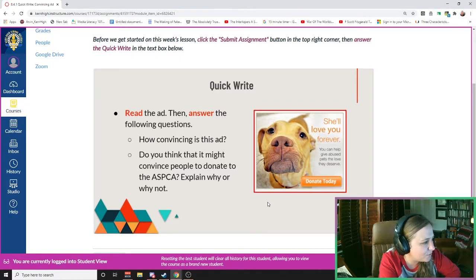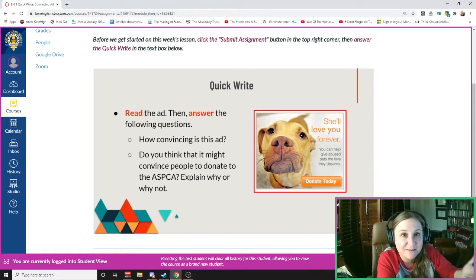If you don't know what the ASPCA is, it's an organization that aims to help animals. They provide shelters to lost animals. They feed them, they take care of them, they give them medical treatment. And it's kind of expensive to do. That's a lot of kibble to buy. So what they do is create persuasive advertisements to try to convince people to help support their cause. And that's exactly what this is right here.